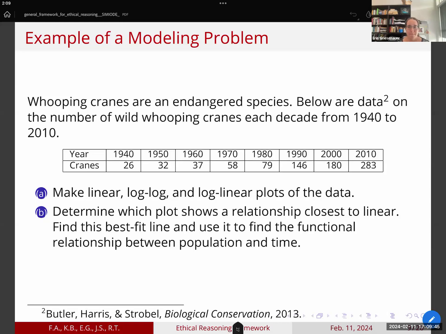So here's an example of a modeling problem that one of us used in a course this past fall. It's a pretty standard mathematical modeling problem. We're given some data on, in this case, population of an endangered species, what you might call the mathematical analysis part. Students are asked to make plots of the data on various scales, use the plots to find the functional relationship between this endangered bird population and time. So this is what the students usually think of as the math. We want to encourage students to start thinking about the context as they think about the mathematical analysis, think about the ethical parts of this problem as being just as important as the math.